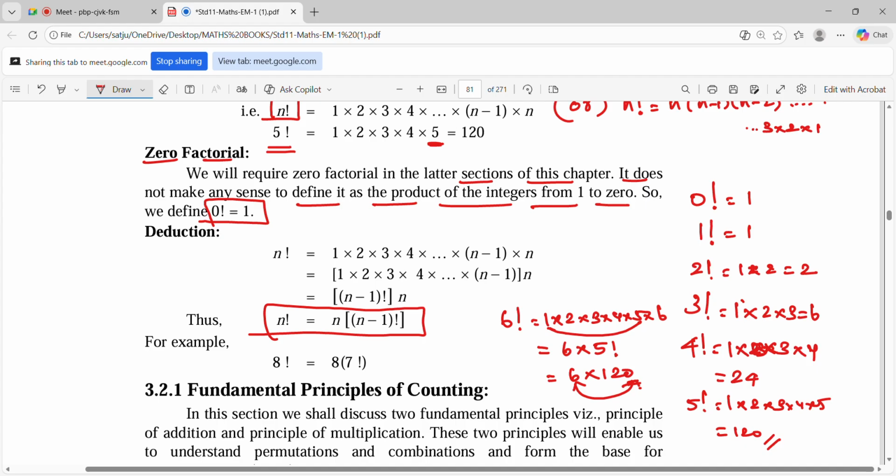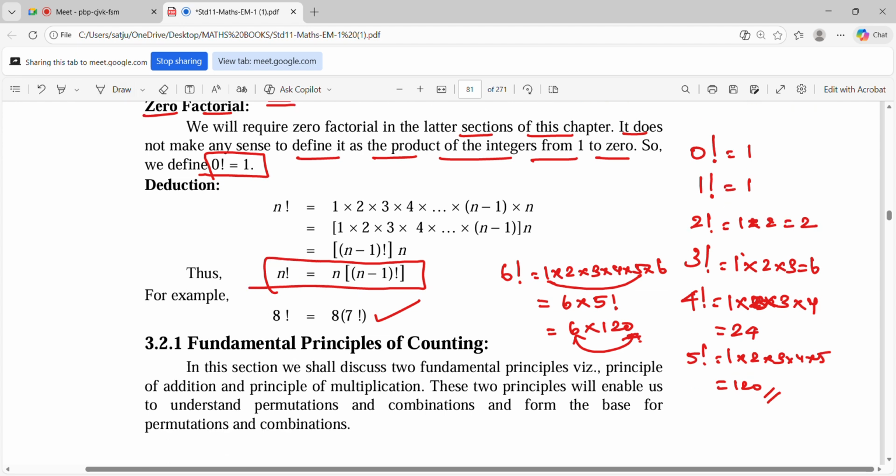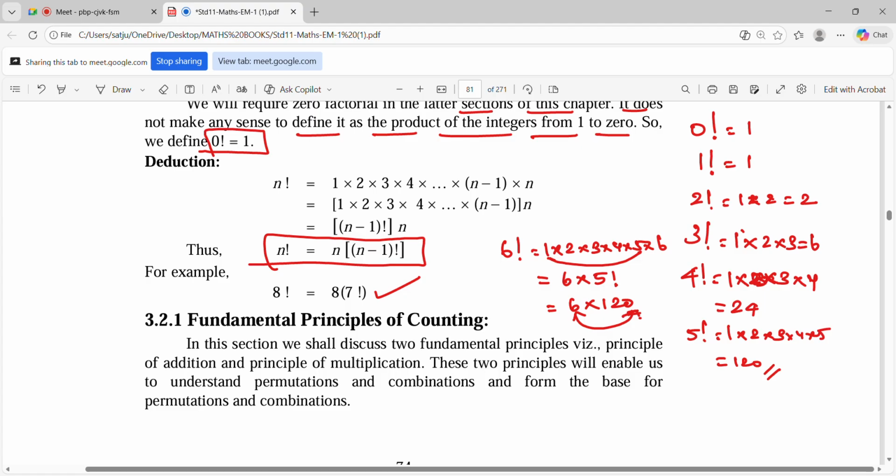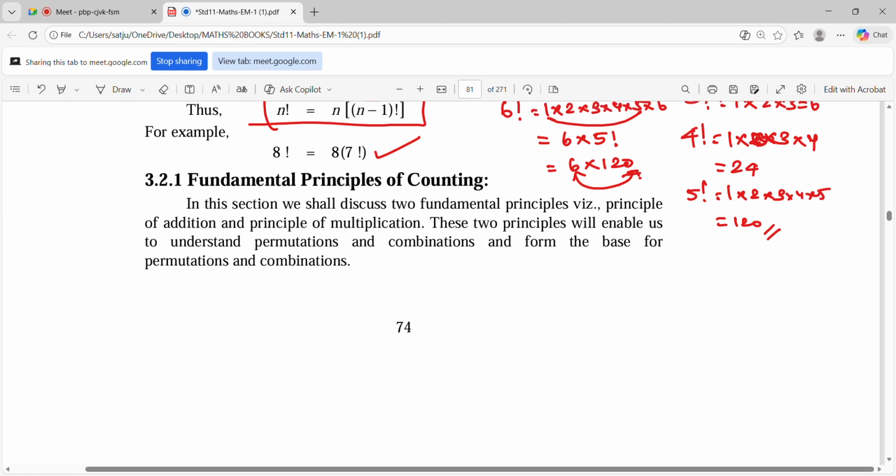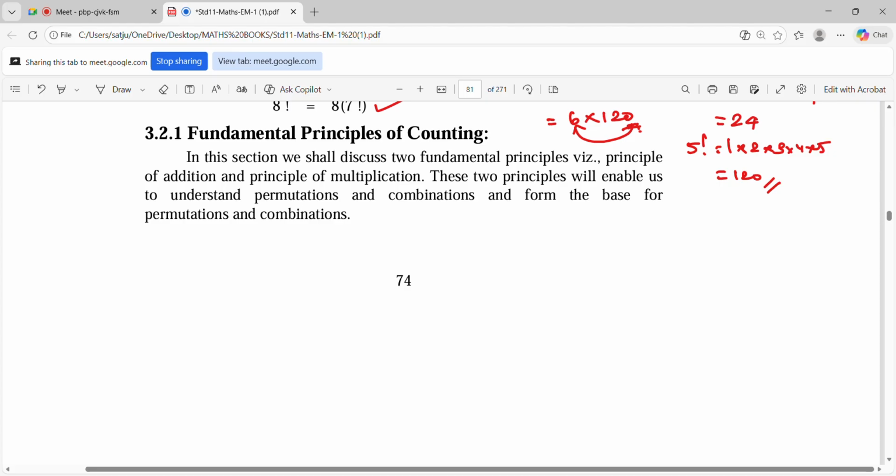Similarly, 8 factorial can be written as 8 into 7 factorial. Understood? Everyone up to this? Are you able to revise whatever concept I am teaching you here? Because you learned it in your 11th standard. Many of you from Tamil Nadu came across this book itself. Only after 2019 did the book change. In 2019 they changed that book, and there is a new book also. But this is a very good book.